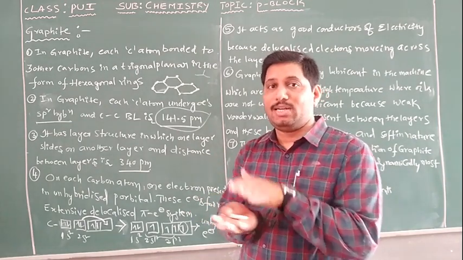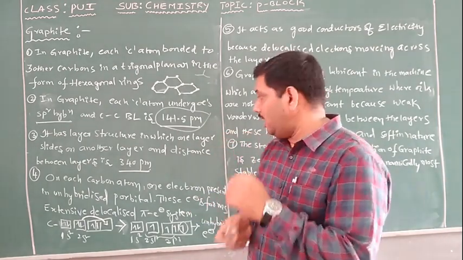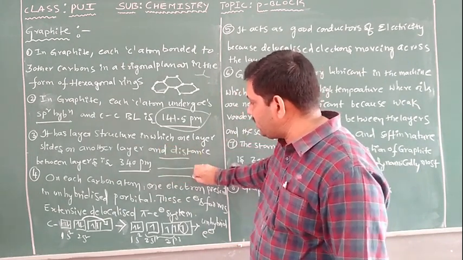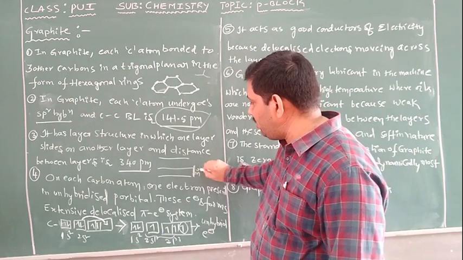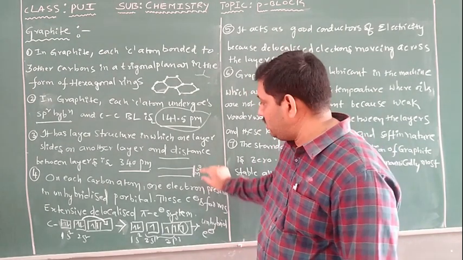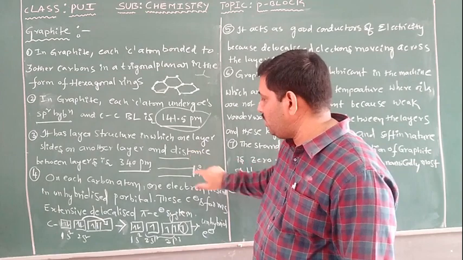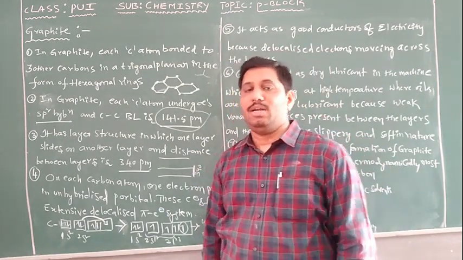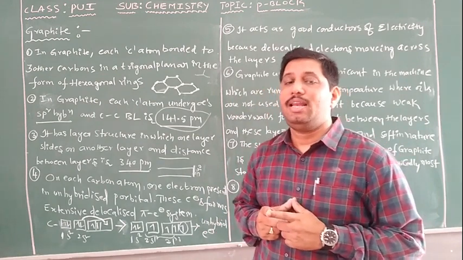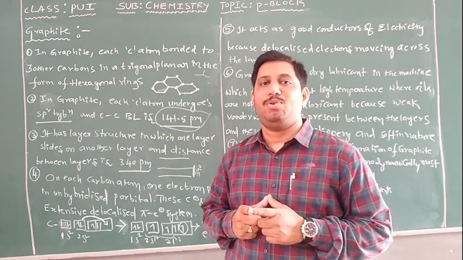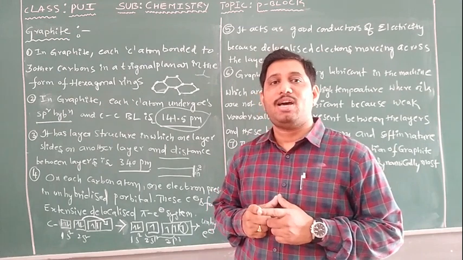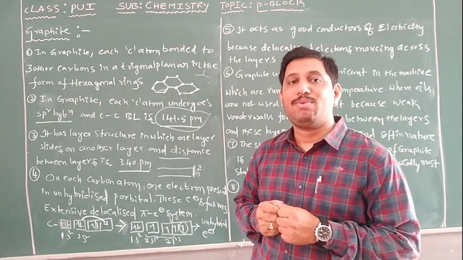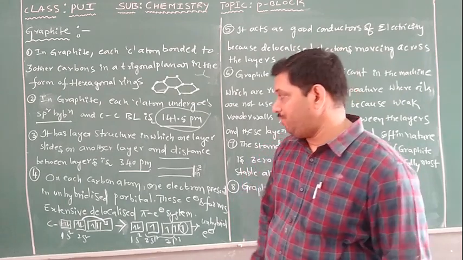The graphite is having a layer structure in which one layer slides on another. The layers are not constant, always one layer slides on another. At the same time, the distance between any two layers will be 340 picometer. That is, the distance between these two layers and these two layers will be how much, student? 340 picometer. In examination they will ask, student, what is the distance between the layers in graphite? 340 picometer. What is the hybridization of carbon? sp2 hybridization. What is the C-C bond length? 141.5 picometer. Next one, student.